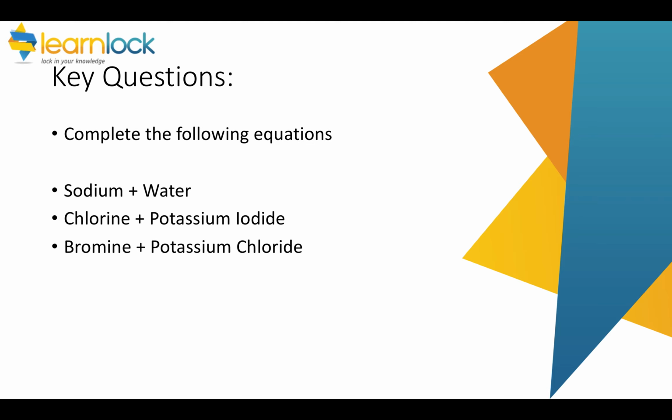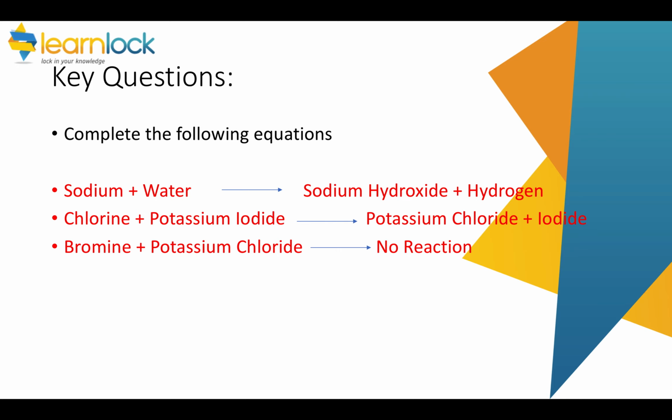If you pause the tutorial and try and answer these questions. Sodium and water make sodium hydroxide and hydrogen. Chlorine and potassium iodide, that's a displacement reaction. So because chlorine is more reactive than iodine, it becomes potassium chloride and iodine. In the last equation, because bromine is not more reactive than chlorine, it can't displace it, so there's no reaction.